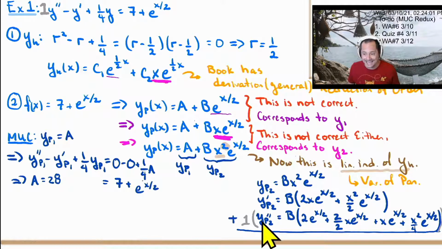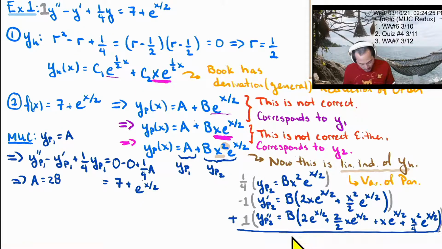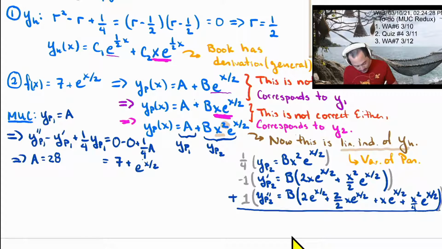Okay, and then I want negative 1 times y sub p. And then I want plus 1/4 times the no derivative term. Okay. So at the end of the day, what is all of this going to equal? All of this is going to equal what's on the right-hand side of the differential equation. So I'm going to write that whatever comes out of this stuff better be equal to a 7 plus e to the x over 2 at the end of the day. Okay.